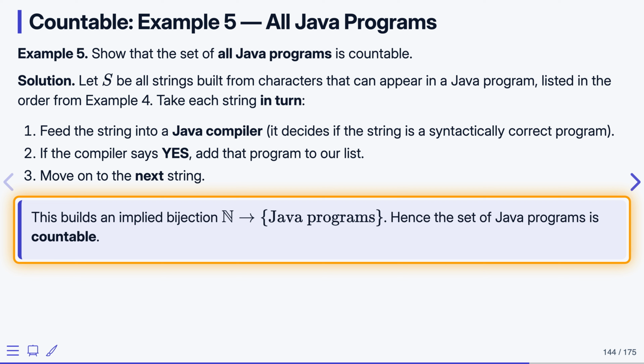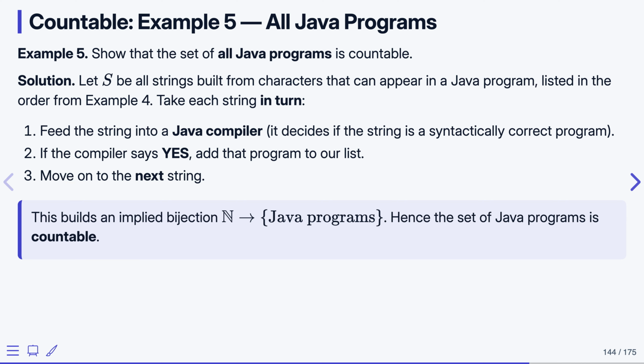Now a computer science example, the set of all Java programs. This sounds enormous, but it is still only countable. Every Java program is, in the end, just a finite string of characters. From example 4, we already know how to list all finite strings in one sequence, so we go through that list of strings one at a time.